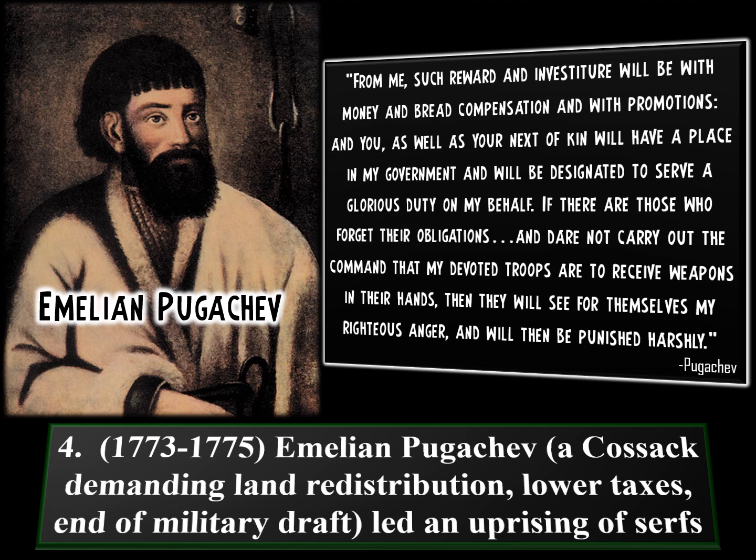Pugachev had said, "From me, such reward and investiture will be with money and bread compensation and with promotions. And you, as well as your next of kin, will have a place in my government and will be designated to serve a glorious duty on my behalf. If there are those who forget their obligations and dare not to carry out the command that my devoted troops are to receive weapons in their hands, then they will see for themselves my righteous anger and then be punished harshly." He was trying to take over the government, folks, and Catherine wasn't having any of that.